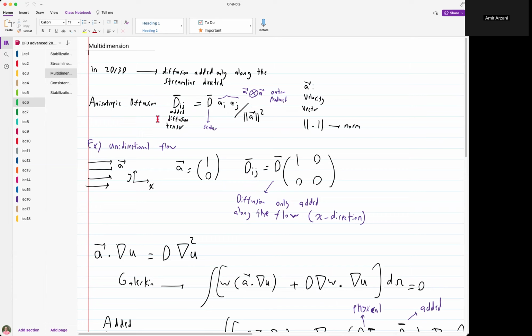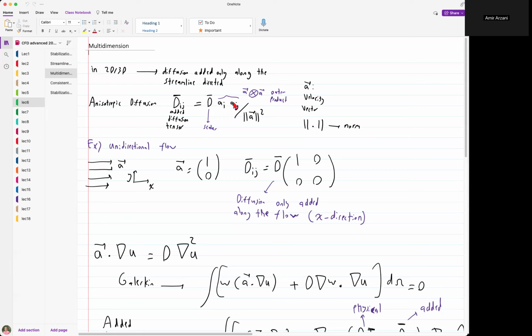Essentially, I want my artificial diffusion to only be added along the streamline directions, which is where advection is happening. I don't want it to happen perpendicular to where advection is happening because that's not desirable. Okay, so how do I define it? I define it as a simple scalar d bar times this outer product between my velocity vectors.